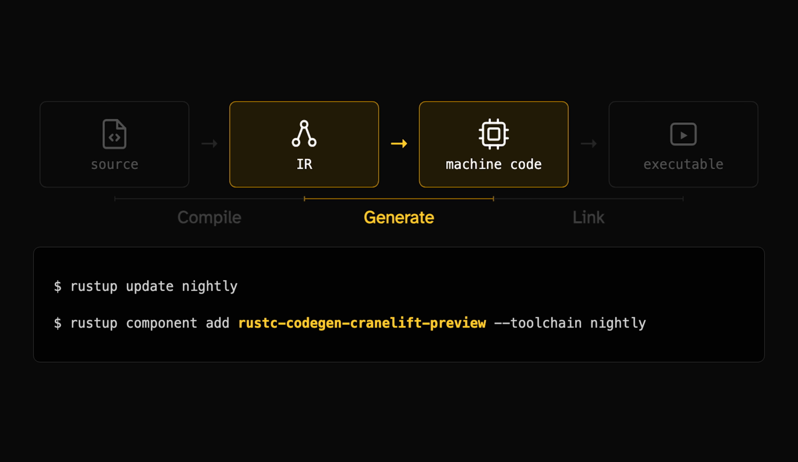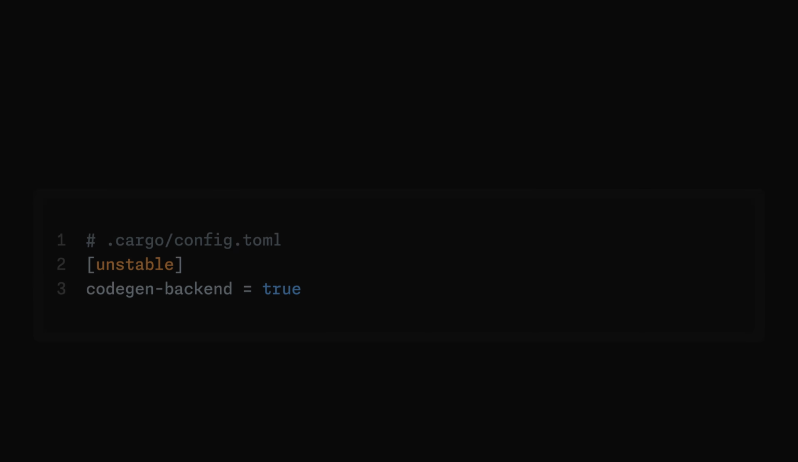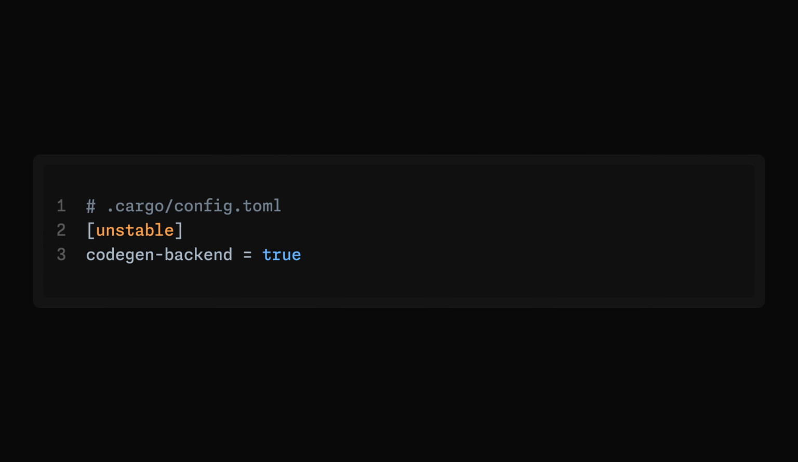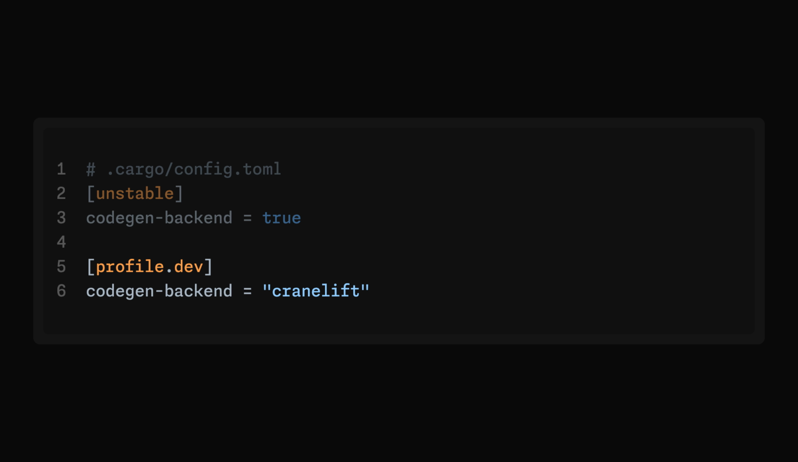Again, we have to switch to nightly Rust and then add the Cranelift component. Next, we have to tell Cargo that we're changing the code generator. So here's our Cargo config file. The first thing we must do is turn on the ability to change the code generator by setting CodeGen backend to true. It's the unstable feature flag that allows us to change the code generator. The second one turns Cranelift on for dev builds only, so our release builds still use LLVM to stay fully optimized.